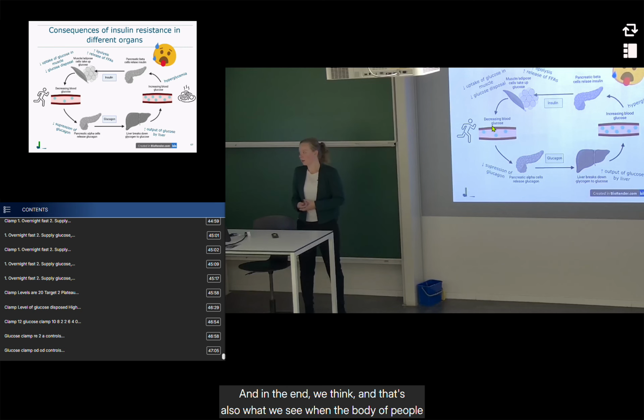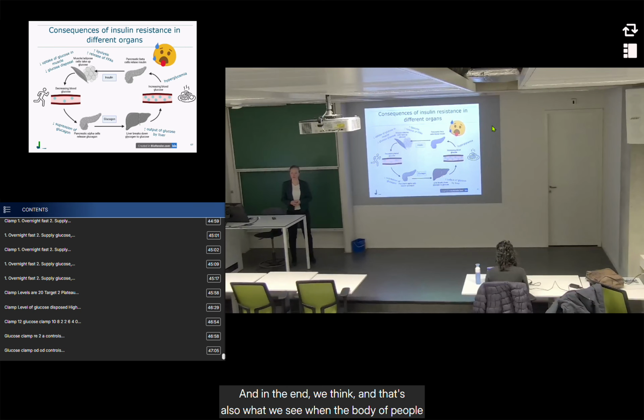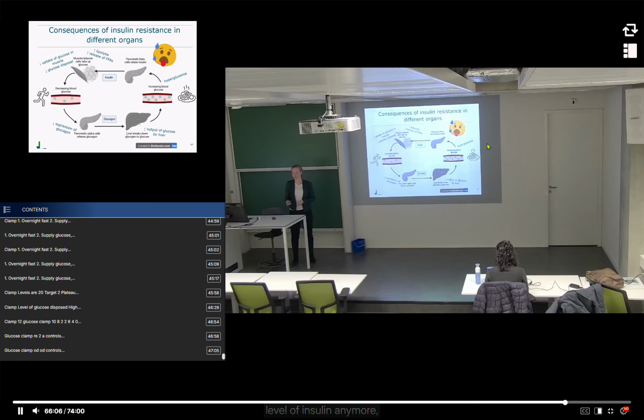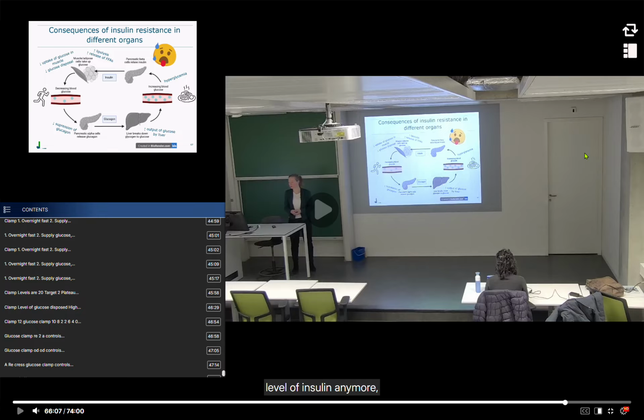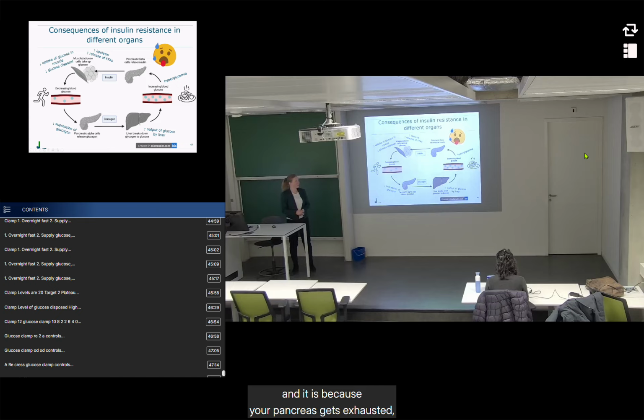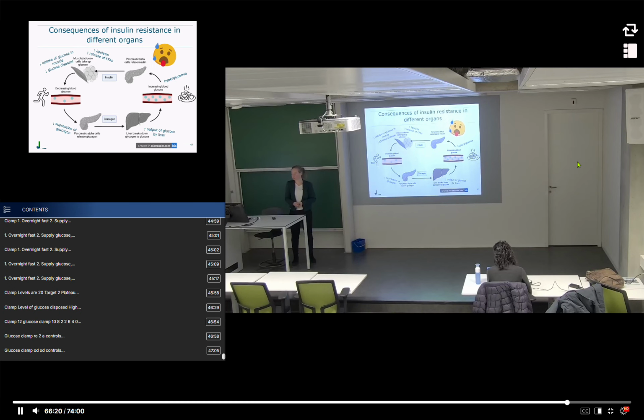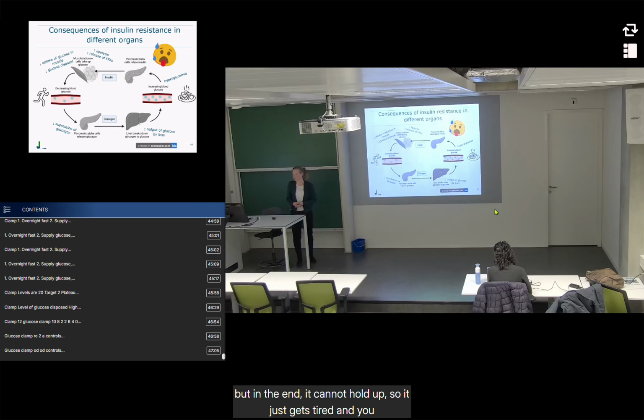And in the end, we think, and that's also what we see, the body of people with type 2 diabetes is not able to produce a sufficient level of insulin anymore. It is because your pancreas gets exhausted. The glucose levels stay high and the pancreas starts to produce more and more insulin to counteract this effect. But in the end, it cannot hold up, so it just gets tired. And the beta cells start to die because they are exhausted.